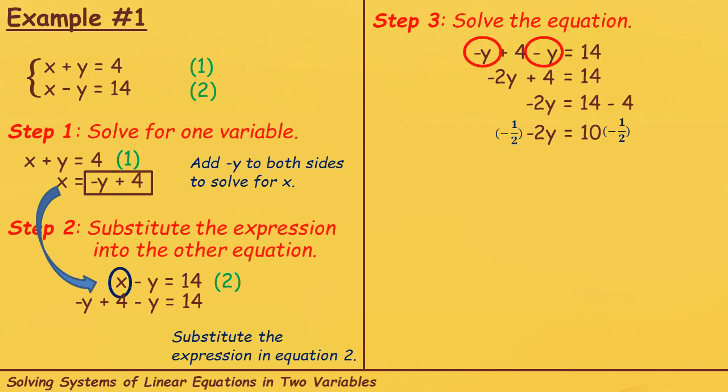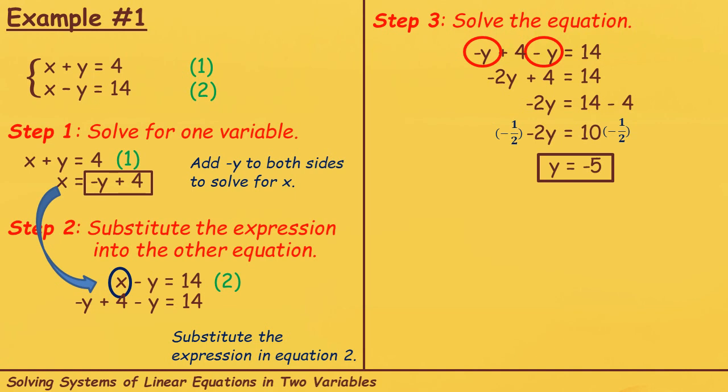Okay, so that will be negative 1/2 times negative 2y is y. 10 times negative 1/2 is negative 5. So therefore, the value of y is negative 5. Okay, so kapag kasi tayo nagsosolve ng systems of linear equations in two variables, ang makukuha natin dito is coordinates. We have the x-coordinate and the y-coordinate. Okay, so may nakuha na tayong y-coordinate, which is negative 5.